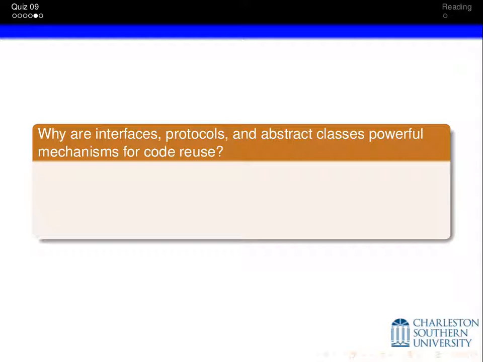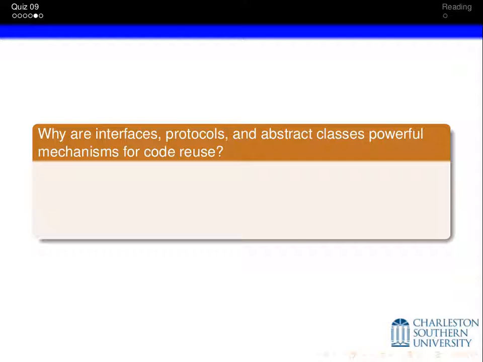All right. When a question starts with why, it's difficult. Why are interfaces, protocols, and abstract classes powerful mechanisms for code reuse? I think I put up the book's reason here, but there's actually a ton of reasons. Well, one of them, organization. Organization, that's a good one.